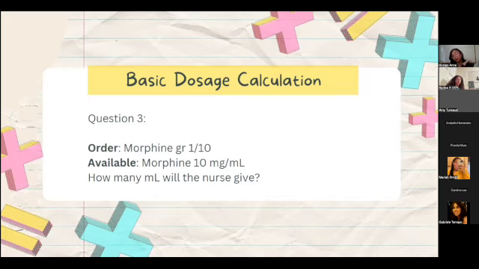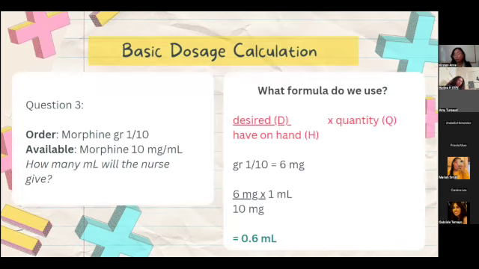Our D is going to be grain 1/10, and then our have or the dose that we have on hand is going to be 10 milligrams. And then the quantity, which is how much the 10 milligrams comes in, is going to be 1 milliliter. So now that we have all of that, we can plug in all the numbers. So if we go to next, that's the formula. It's in red. If you guys don't know it, you should write it in your notes. If you know it, then kudos.